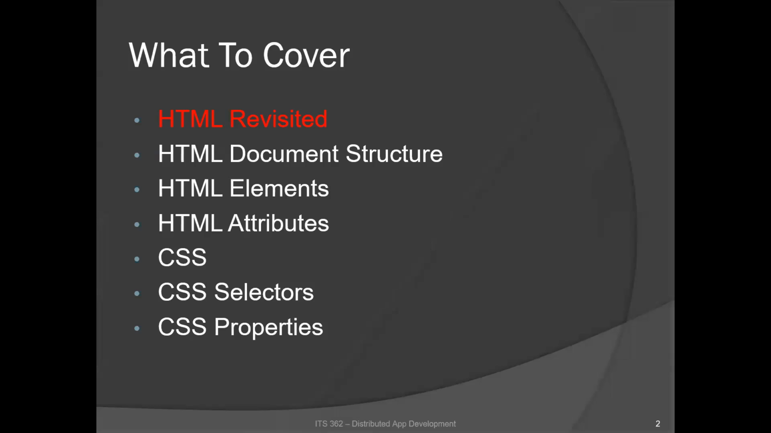So HTML revisited, HTML document structure, HTML elements and attributes, and then of course a little bit about CSS, CSS selectors, and CSS properties. So CSS is cascading style sheets, of course. What does HTML stand for? Hypertext markup language. Very good, very good. That's right, hypertext markup language. Very good.